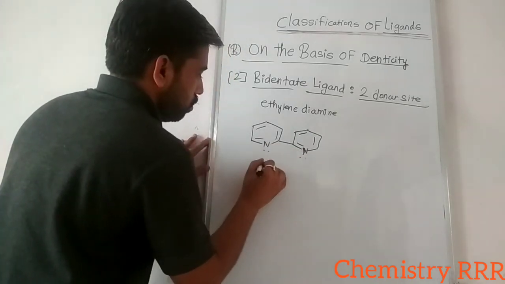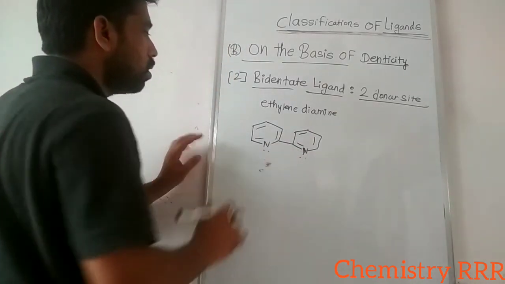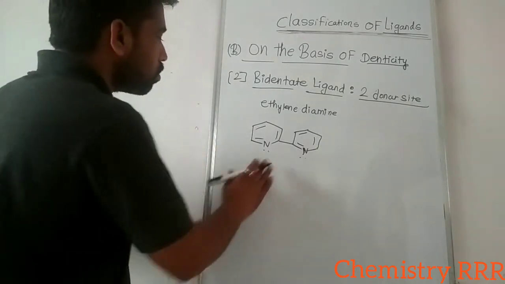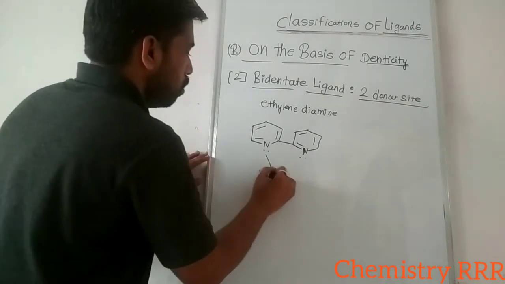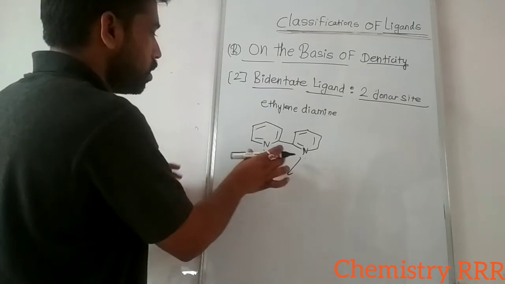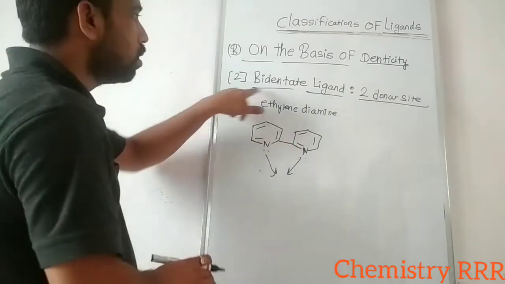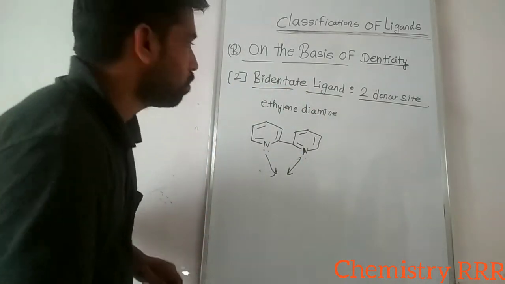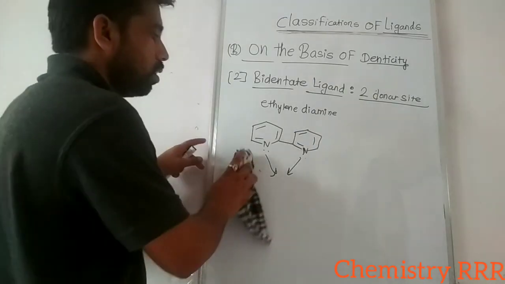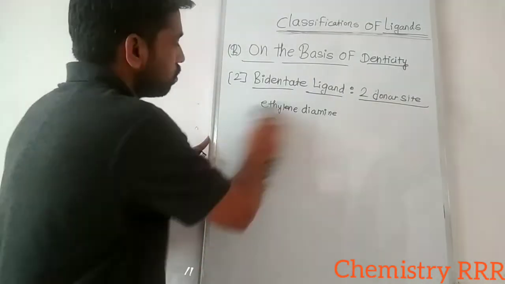Dipyridine. This is the dipyridine. This is also a bidentate ligand. It donates from the two sides. That is a bidentate ligand. Now let's see another category.